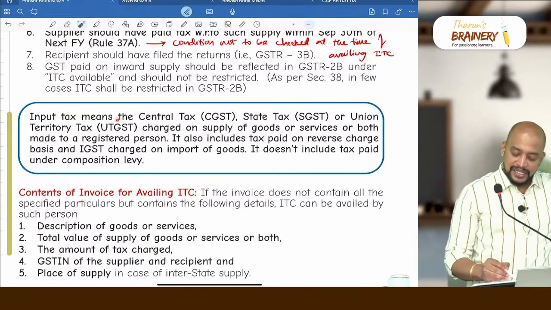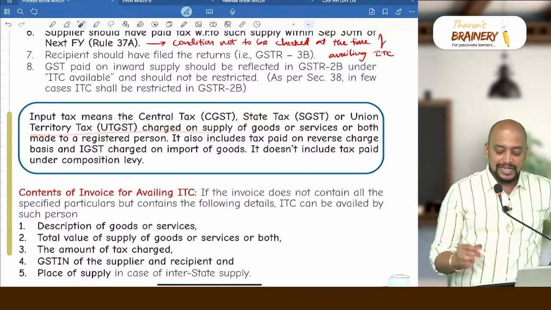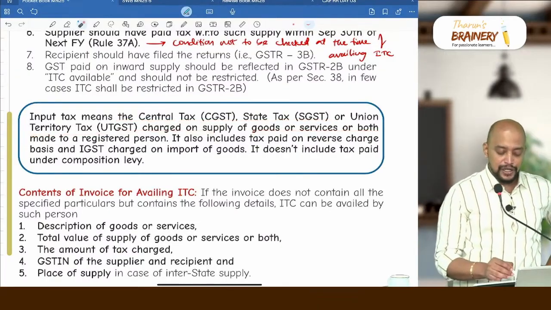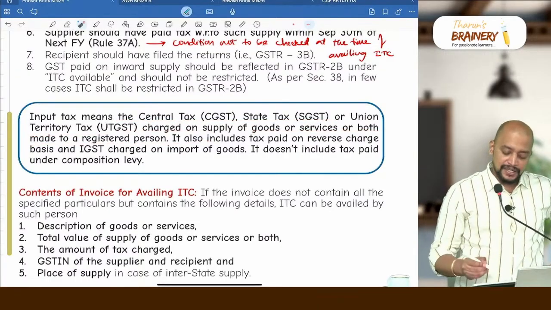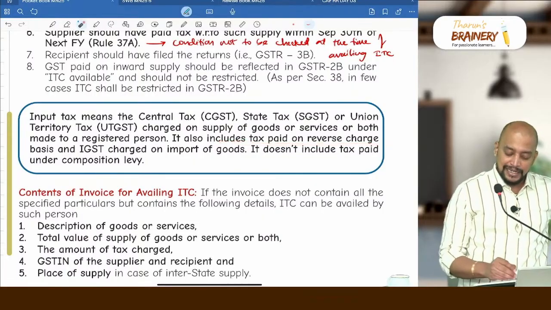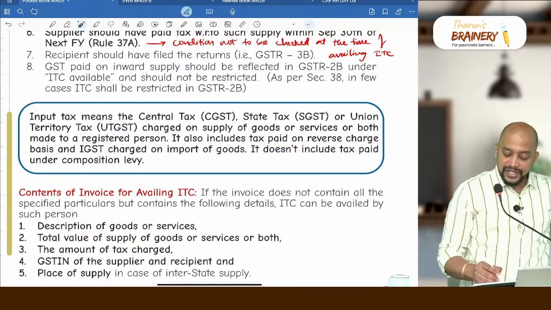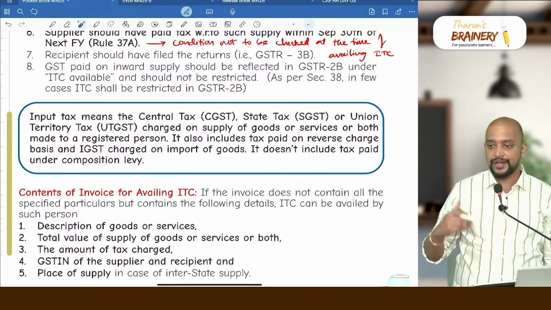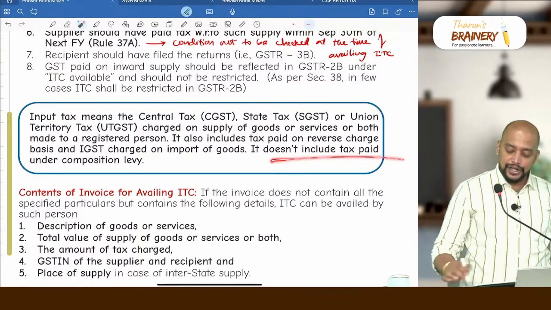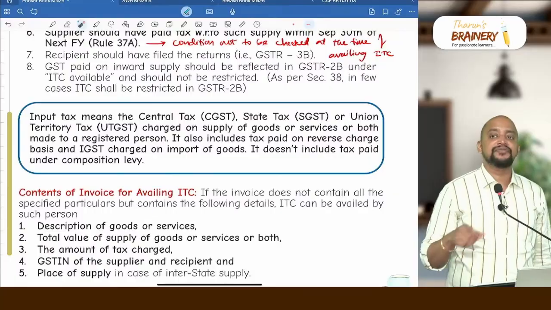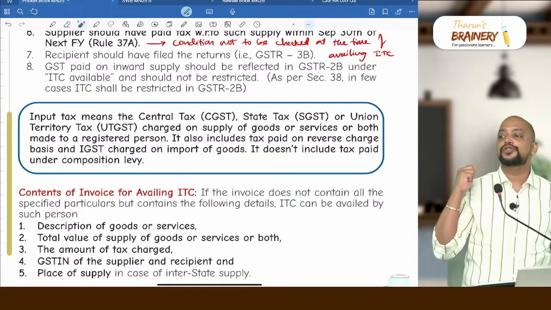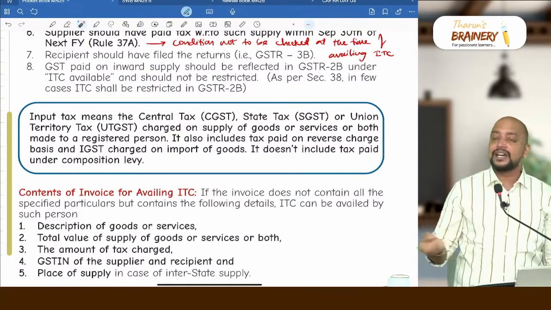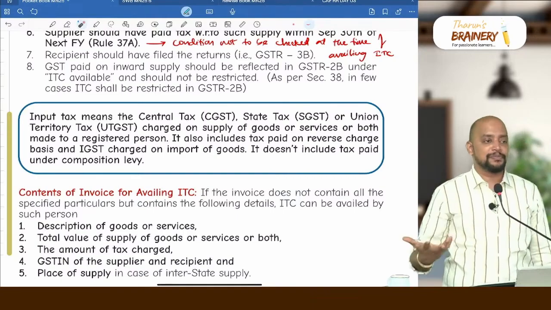So input tax means CGST, SGST or UTGST charged on supply of goods or services or both made to a registered person. It also includes tax paid on reverse charge basis and IGST charged on import of goods. Even IGST paid on import of goods can be taken as credit, but it does not include tax paid under composition scheme. First of all, a person opting for composition scheme should not charge GST. Even if they are charging GST to us, we should not be taking ITC.